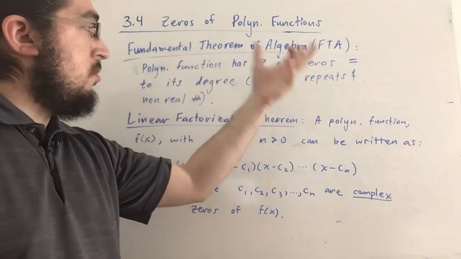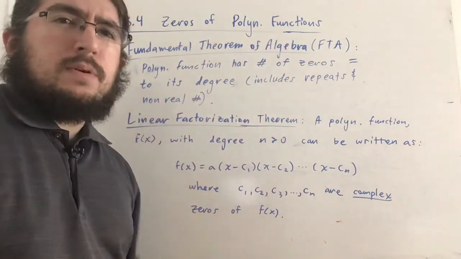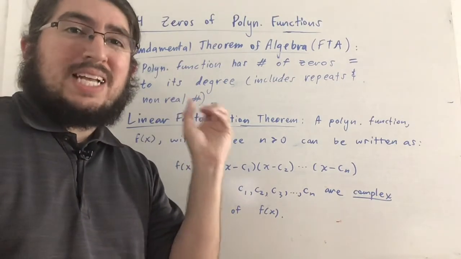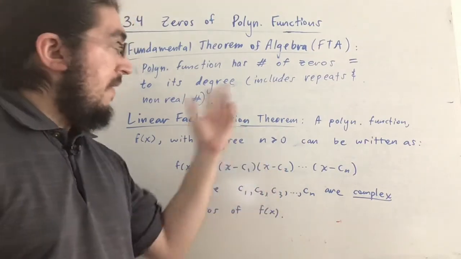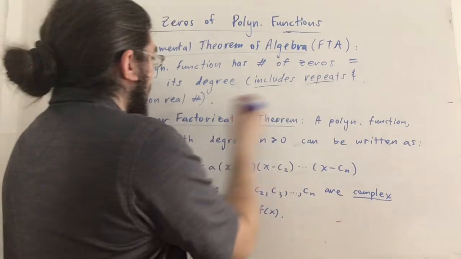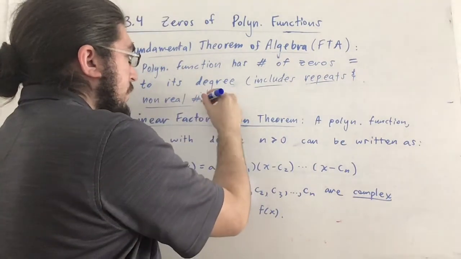And this, of course, includes repeats and non-real numbers. We'll do an example of this shortly, but just keep that in mind. The degree of a polynomial tells you exactly how many zeros it has, but you have to keep in mind the fine print here. It includes repeats and non-real numbers.